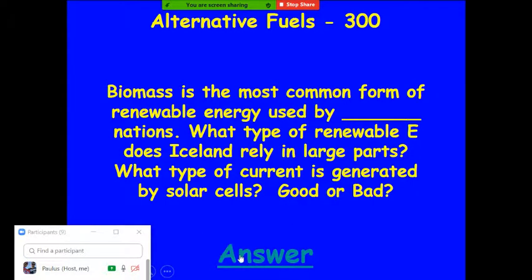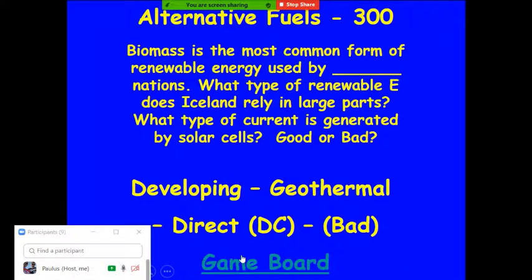All right, here we go. All right, so developing nations like many African countries, even large parts of India, the only way they can get their heat or heat for cooking or access to light is by burning stuff. Geothermal plate boundaries, in many cases, not all cases, have access to close magma underneath the Earth's surface. And Iceland is definitely an example of that. And direct current is produced by photovoltaic cells, solar cells. And that's bad because we have to use an inverter to convert it to alternating current.